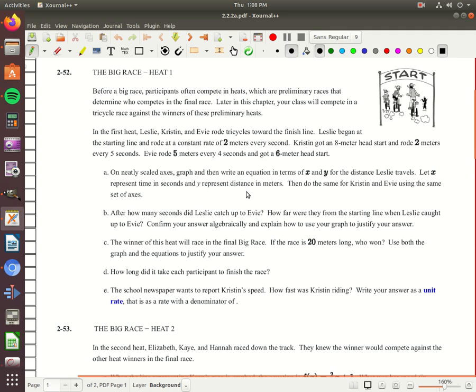In the first heat, Leslie, Kristen, and Evie rode tricycles towards the finish line. Leslie began at the starting line and rode at a constant rate of 2 meters per second. So I'm going to say Leslie went y equals 2x. Y equals 2x plus 0. She started at the starting line and rode 2 meters per second.